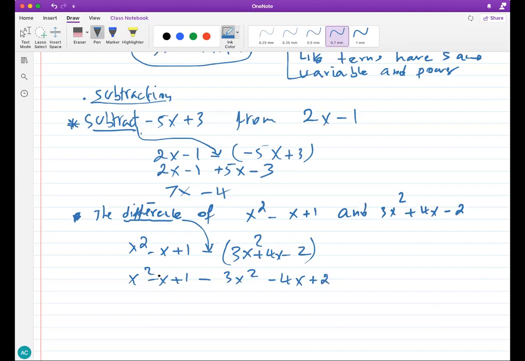And combine like terms. So what do we combine x squared with? Plus 3x squared. That's right. So we're going to combine these two. What is the coefficient again of this? 1. We can combine 1 and negative 3, which is? Negative 2. Very good. So negative 2x squared.